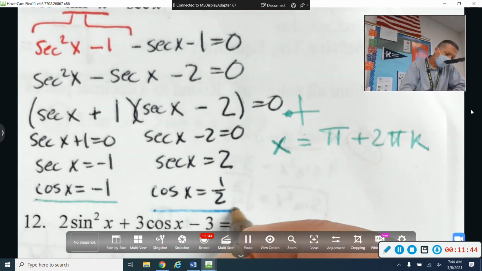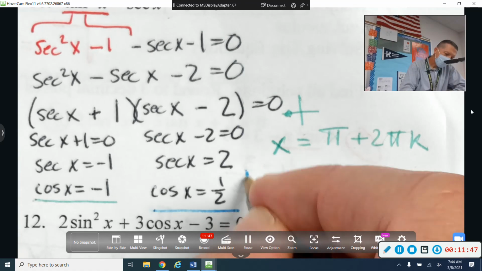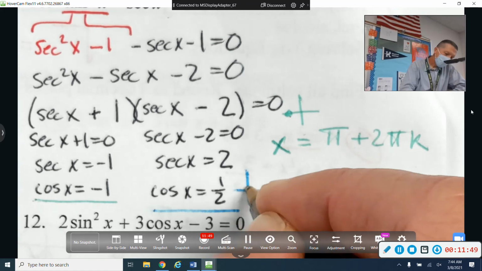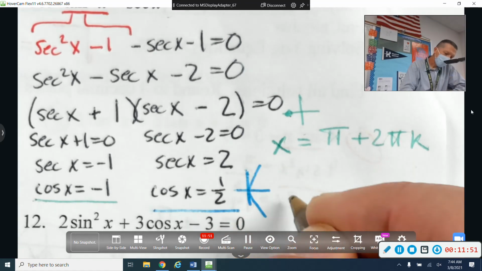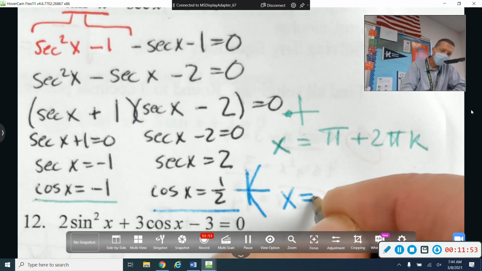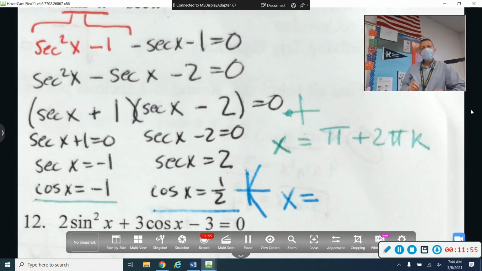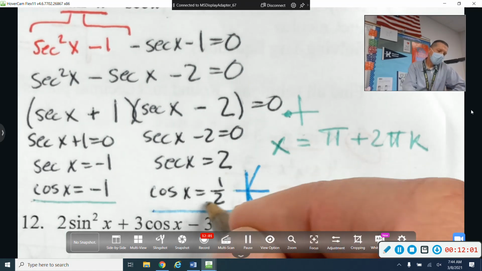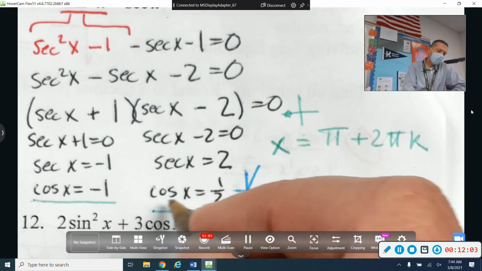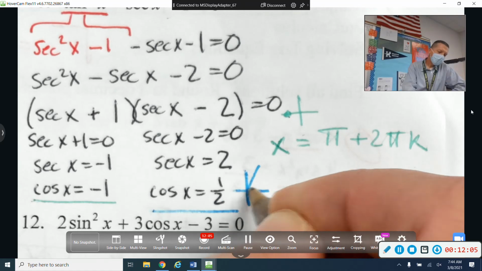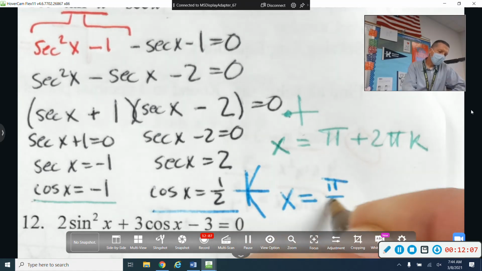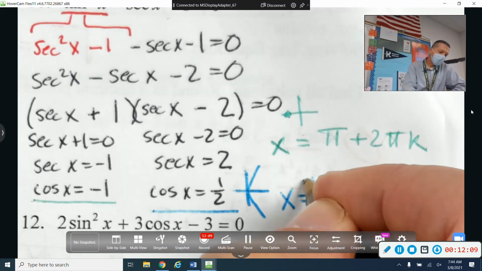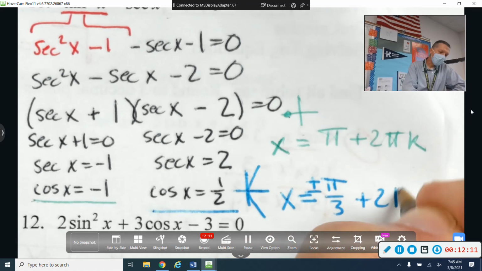And then cosine x equals 1/2. Let's see, cosine's positive in the first and third, or excuse me, first and fourth. Cosine of x is 1/2 at, let's see, 1/2 is the short side, cosine is the x length, so pi over 3. And if I can just put the plus or minus on there, that will get both of them.